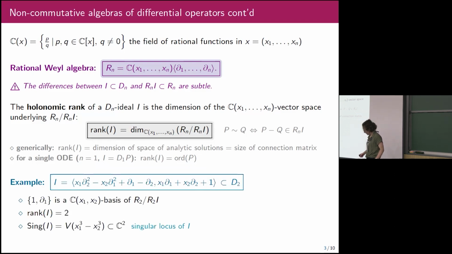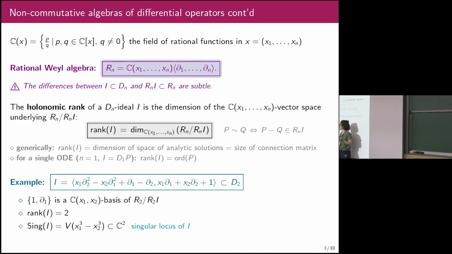Yeah, and I brought a friendly example that we'll see later again. Let's look at this. The ideal in two variables is generated by two differential operators. And if we look at this quotient here, let's think about what we need as a basis to span this vector space. For sure, we need 1, D1, but we won't need D2. In the quotient, we can express it in terms of 1 and D1. And you can argue similarly for mixed and higher derivatives. So 1 and D1 is the basis of this quotient, so the holonomic rank is 2.